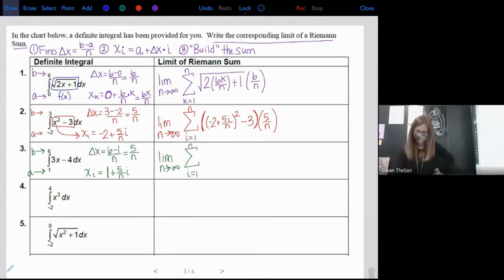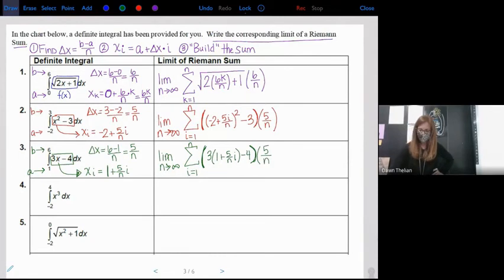Let's plug in for x. So my function is 3x minus 4. But x is going to get my x sub i. So I'm going to have the function 3 times (1 plus 5 over n) times i, minus 4. Because this is going to get me the height of whichever rectangle I'm in. And then times the base, delta x, which is 5 over n.